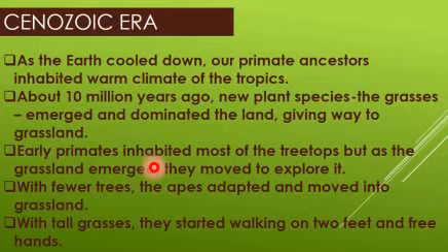Next, with fewer trees, the apes adapted and moved into grassland, no? And then with tall grasses, they started walking on 2 feet and free hands. So yun nga, kumbaga parang mga unggoy, naglalakad, nakayuko, baluktot yung binti tsaka paa, hindi nakakatayo ng maayos, no. So during that time na nagkaroon na nga ng mga grasses, unti-unti na, pinilit nitong mga primates na makatayo, makapaglakad ng maayos, no.